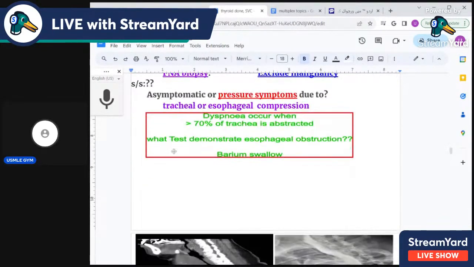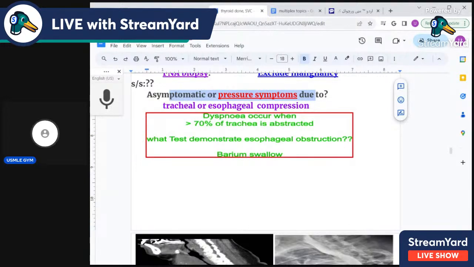Now, signs and symptoms of the non-toxic diffuse goiter. It's usually asymptomatic, but may have pressure symptoms. So why do the pressure symptoms develop? Because of the enlargement of the thyroid, it presses on the trachea and esophagus and causes obstruction. So these pressure symptoms are dyspnea, dysphagia, and dysphonia.